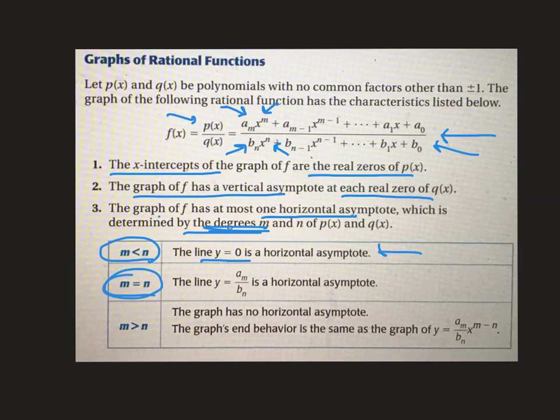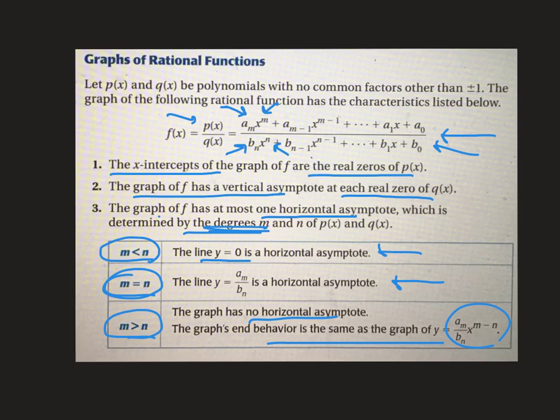If the two degrees are equal to each other, what we're going to do is put the leading coefficient of the numerator over the leading coefficient of the denominator. So leading over leading. I wish we were in class, I have a great gesture for this. Leading over leading. If your top degree is bigger than the bottom degree, which is the third case, there is no horizontal asymptote. And the graph's end behavior is the same as that, which I'll show you on the picture in a second.